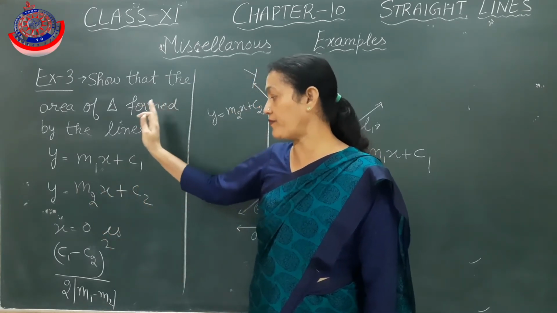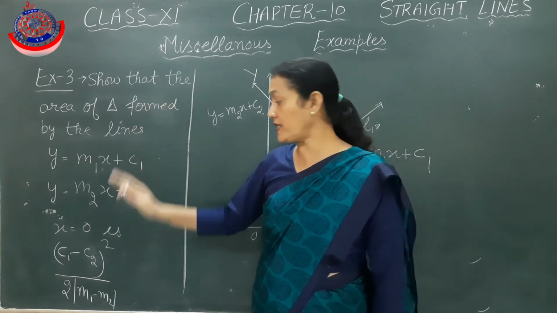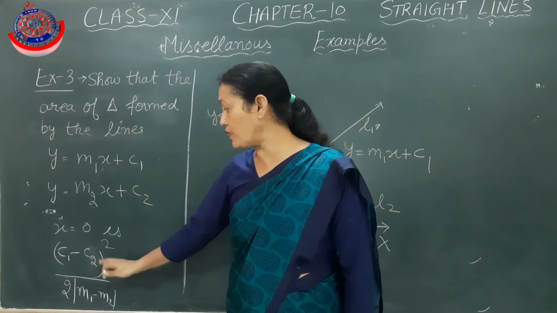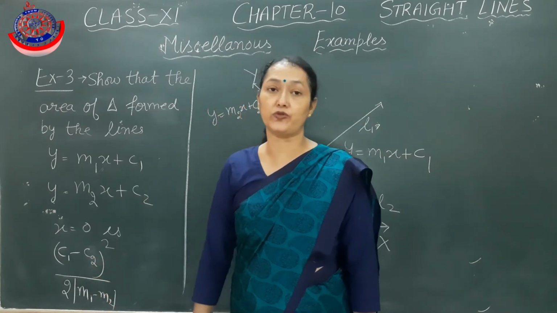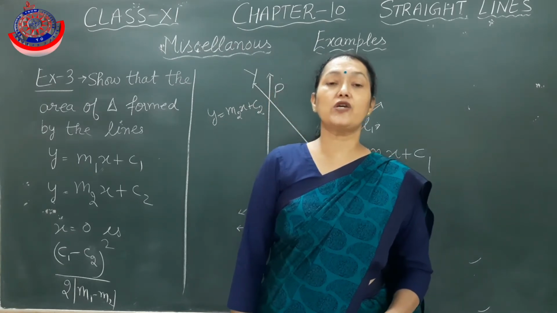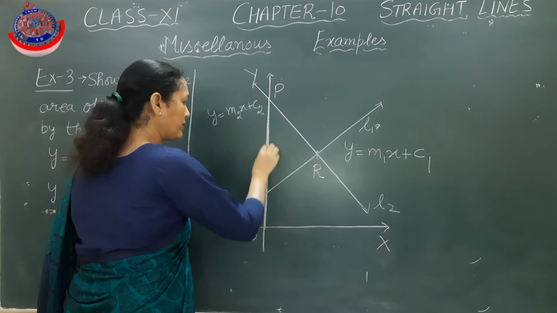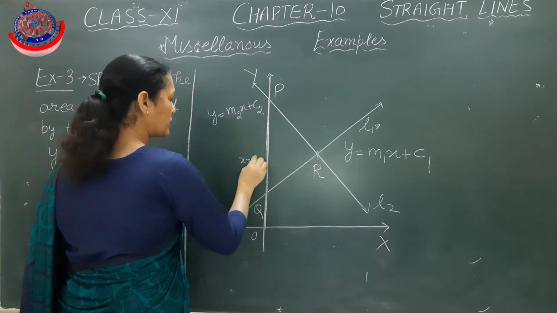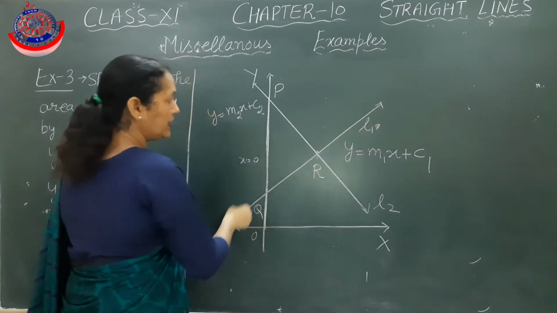Triangle formed, we have to find out the area of this triangle and we have to show that this area is equal to (c1 minus c2) whole square upon 2 times mod of (m1 minus m2). When they say x equal to 0, x equal to 0 means the y axis. So one line would be this one, we say x equals 0. So the other two lines are L1 and L2.